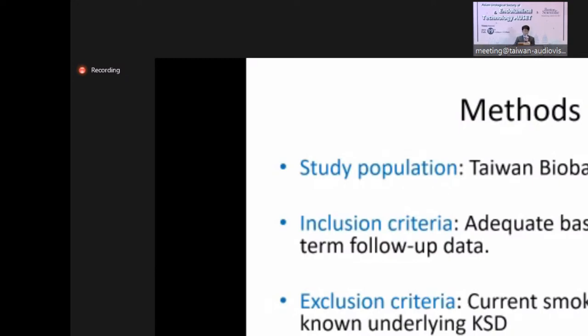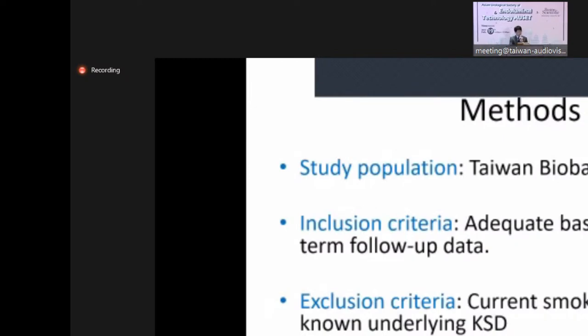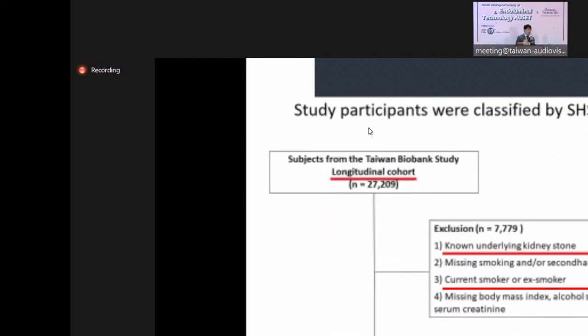And also we exclude the participants with underlying kidney stone disease, because we are a longitudinal study and we need to know the new onset kidney stone disease. So the study outcome is the development, or new onset, of kidney stone disease. So this is the flowchart of my study.